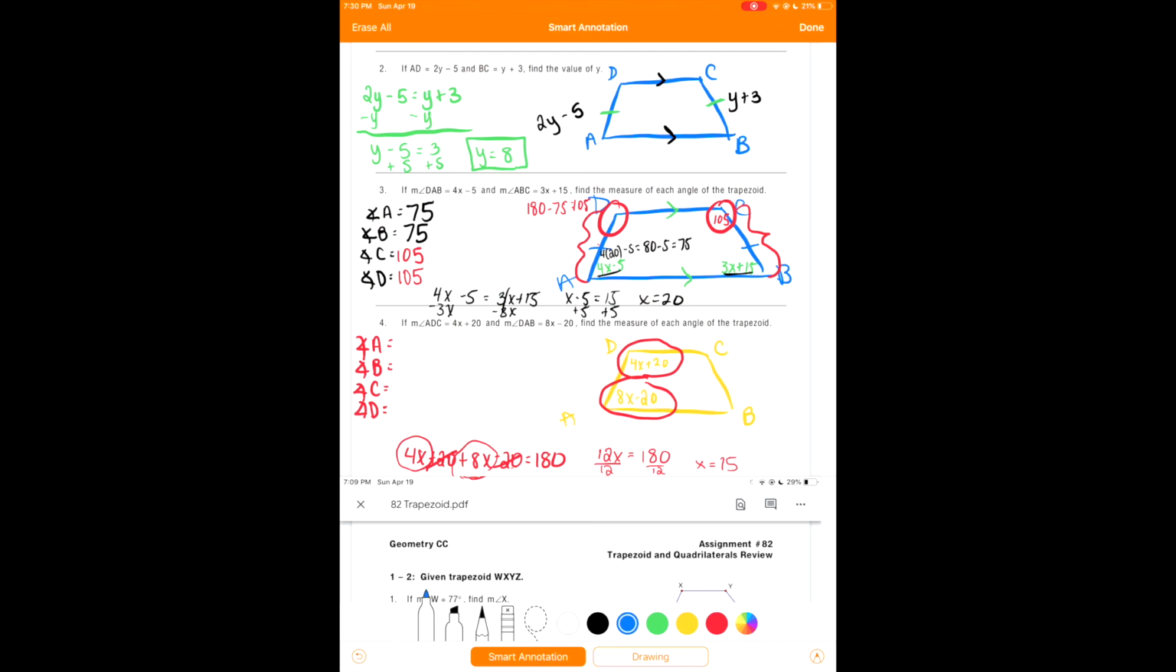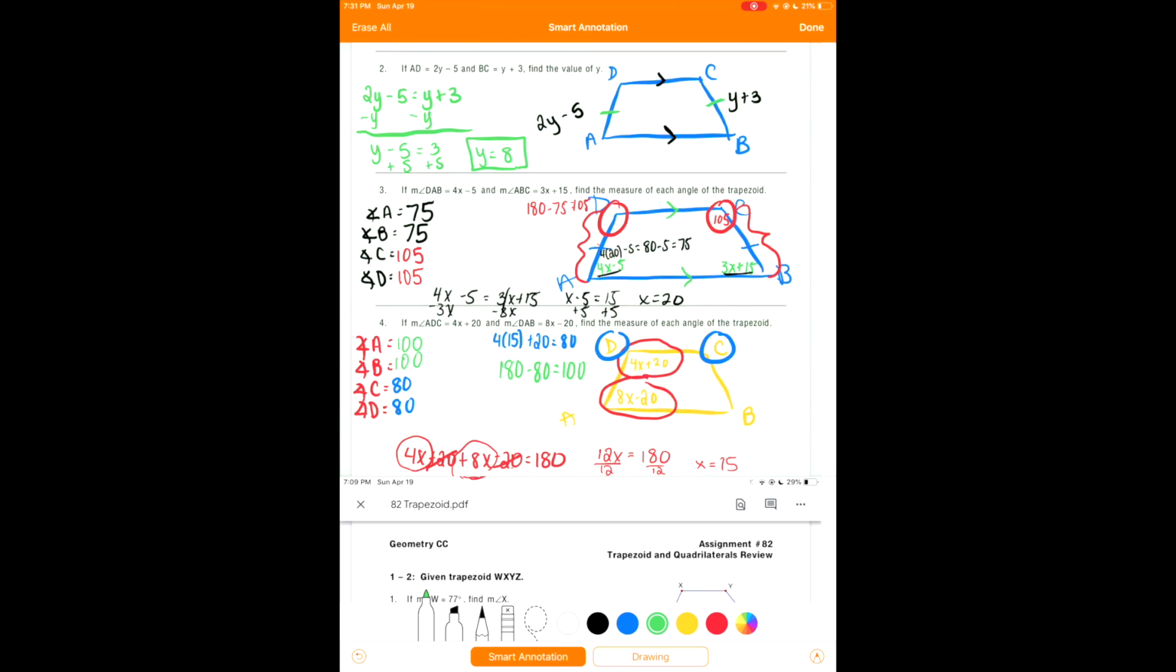So now I'm going to take that x and I'm going to plug it in for angle D. So I have 4 times 15 plus 20. Plug it in my calculator, I get 80 for angle D. And I know D and C are equal, so those are both 80. And then I can find A and B one of two ways. I can plug in 15 for x, or I can do 180 minus 80 to get my missing angle A and B. I'm going to do 180 minus 80 and get 100 for those other two angles.